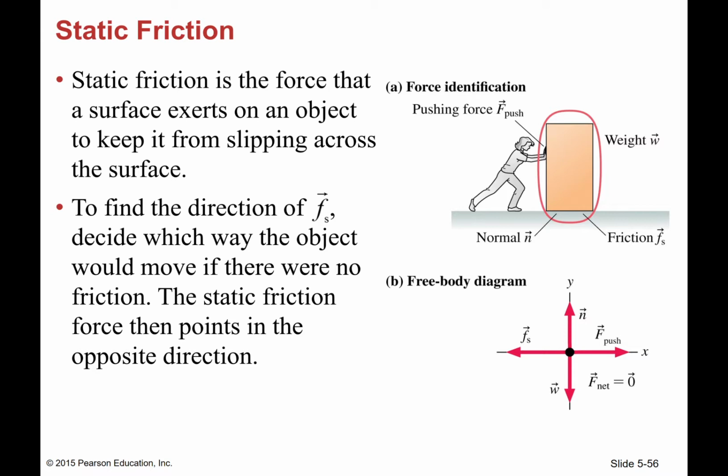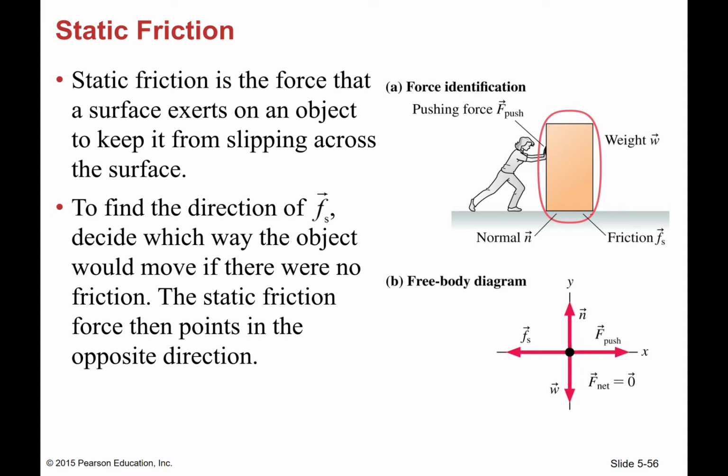Friction. Finally, we're going to talk about friction, and friction is an important force in nature. There are two types of friction: static friction and kinetic friction. Static friction is the friction that would be there if the object is not moving. Kinetic friction is the friction that would be there if the object is moving, either accelerating or at constant speed.